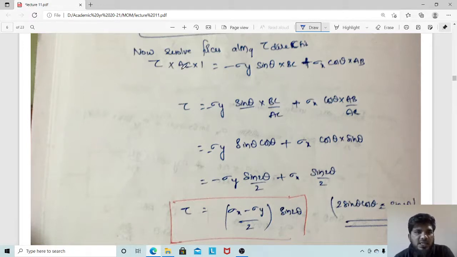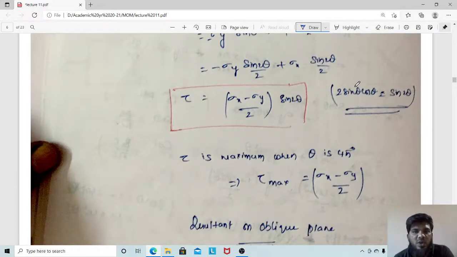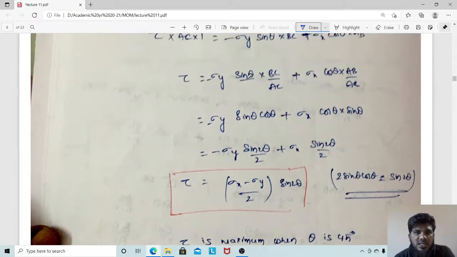Similarly, tau is acting on the surface AC into 1, sigma y is acting on BC into 1, sigma x is acting on AB into 1. So again you take AC to the other side: BC by AC, AB by AC. BC by AC is cos theta, AB by AC is sin theta. We have already discussed sigma n in the previous section. From there we are going to get sigma x minus sigma y. How are we going to get it? See here, this is sin theta, cos theta, cos theta, sin theta. So sin theta cos theta is coming two times. You can take it as minus sin theta cos theta, which is nothing but sin 2 theta divided by 2.